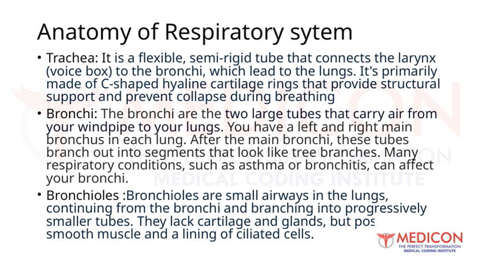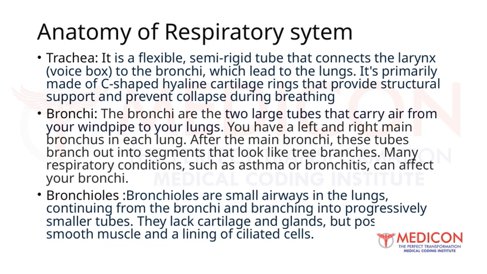You have a left and a right main bronchus, one for each lung. Once inside the lungs, these bronchi branch out into smaller tubes that resemble tree branches, which is why you'll often hear them called bronchial branches. It's worth noting that many respiratory conditions, like asthma or bronchitis, can affect these bronchi, making them inflamed or constricted.